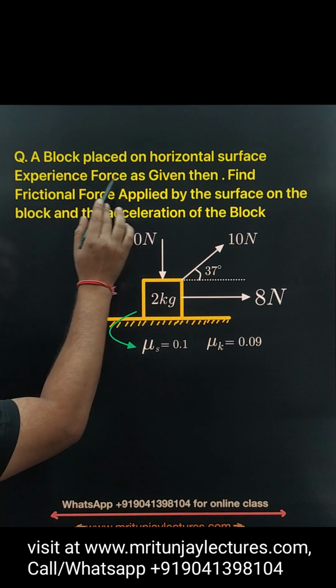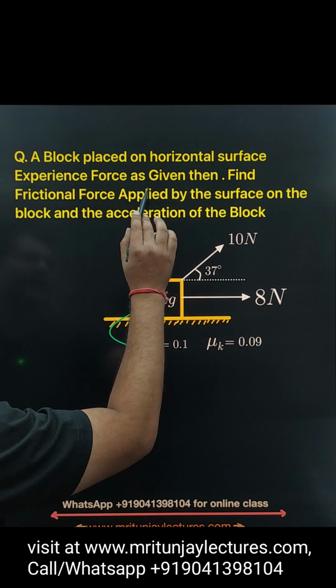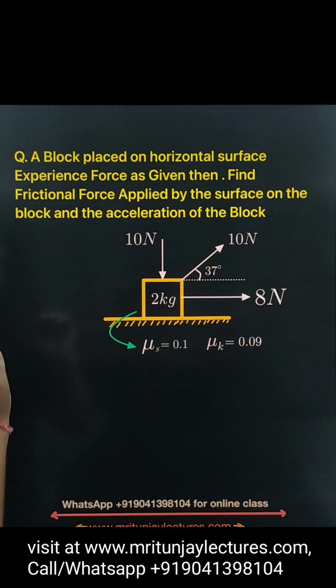Now, question of the day: a block placed on a horizontal surface experiences forces as given. Now find the frictional force applied by the surface on the block and the acceleration of the block. Okay, so first of all, make a free body diagram of that block.